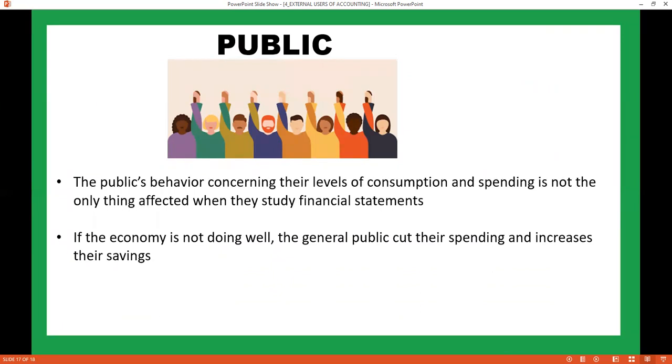So the general public look into the financial statement ng isang company kung beneficial pa ba na makipag-transact sa kanila or hindi. In addition, the general public are also sometimes considered as potential investors kasi nga they might possibly invest in a company. So those are the external users of accounting information.